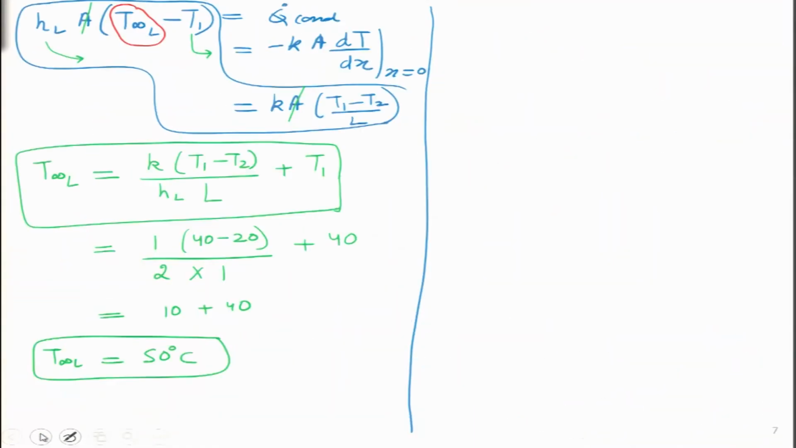So, as we have done for the left side, very quickly we can do a similar calculation for the right hand side. So, let me go ahead and do that. On the right hand side I can write the same thing again: convection on the right is equal to Q dot conduction, and this time it is at x equals to L, because the length of my wall is L. And I will do that a little bit fast this time, because it is just a repeat of the previous.